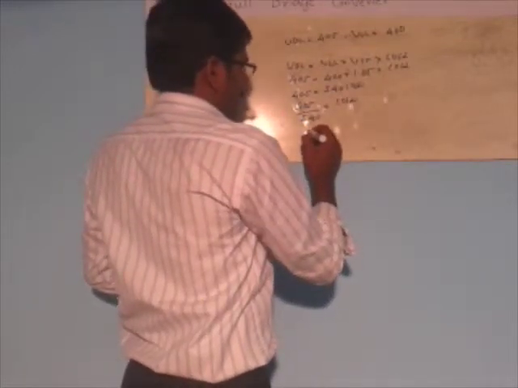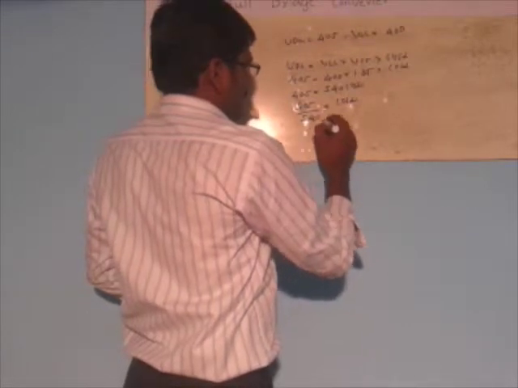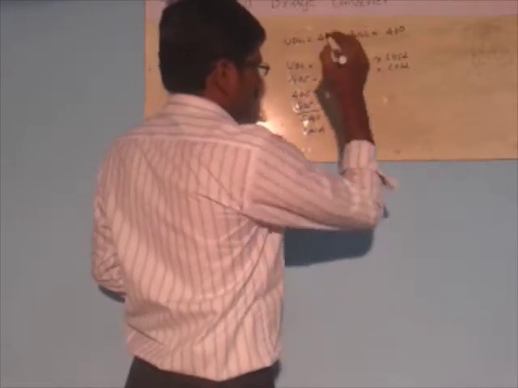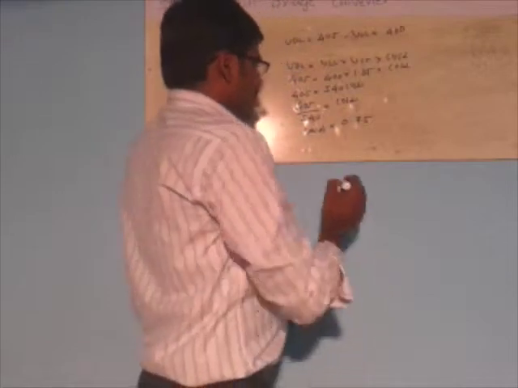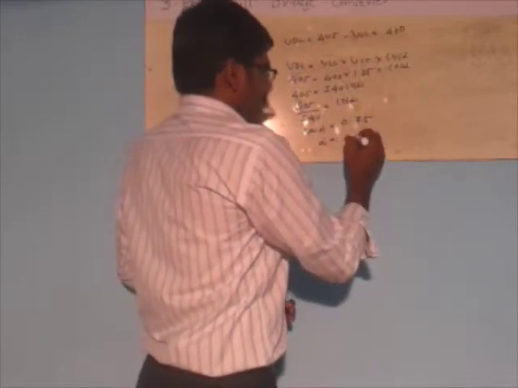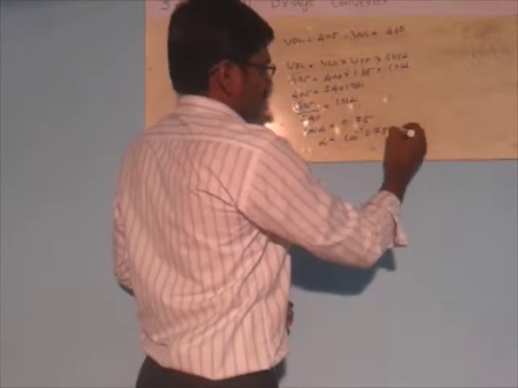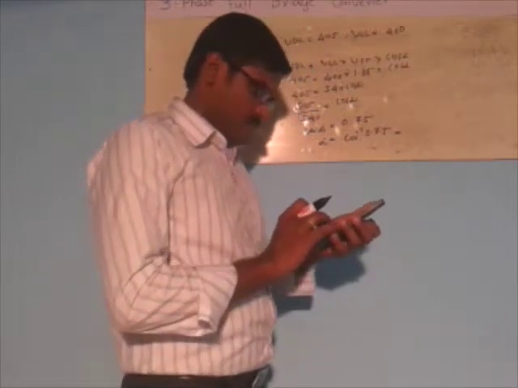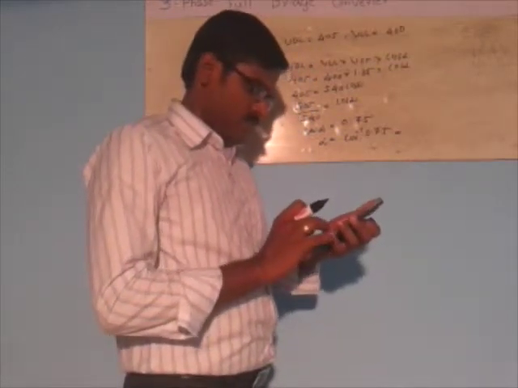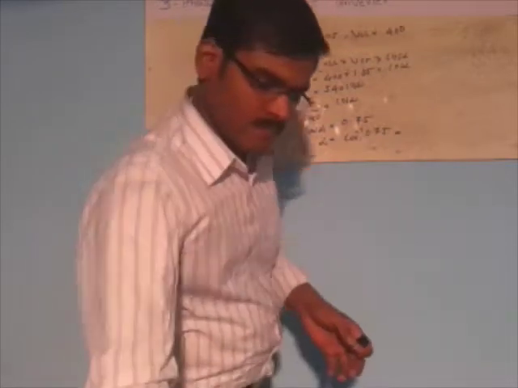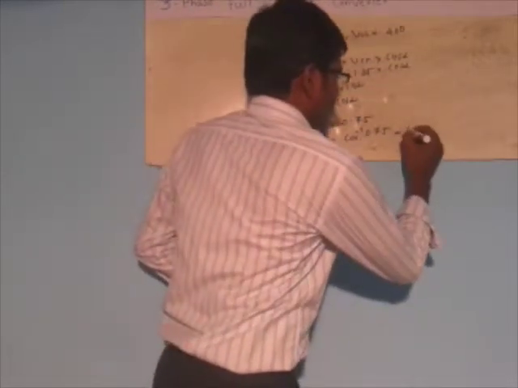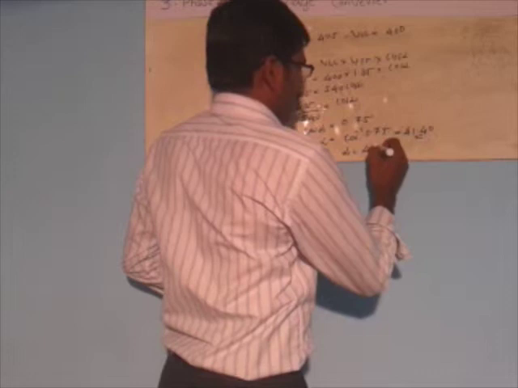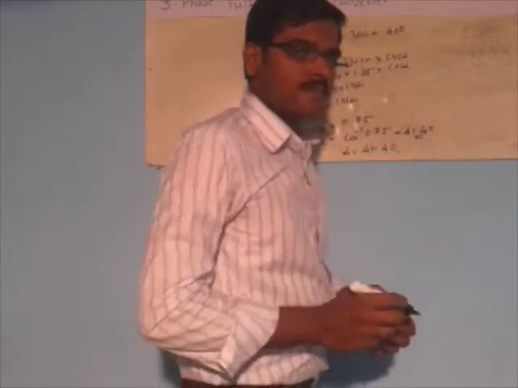Then cos alpha is equal to 0.75. Alpha is equal to cos inverse 0.75, that is equal to 41.4 degrees. Then alpha is equal to 41.4 degrees.